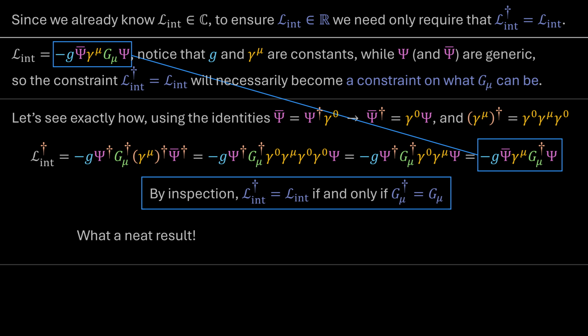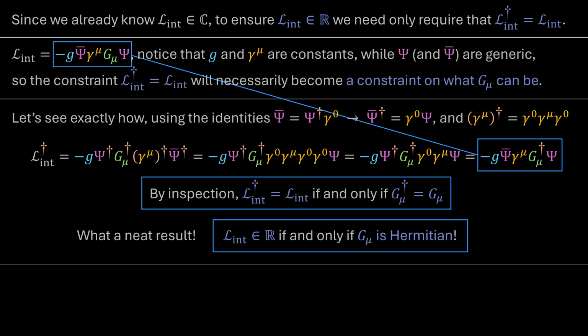Isn't that cool? But now let's phrase it in a more powerful way. Because remember, this thing about L dagger equals L, why does that matter? Well, because that's the definition of L as a real number. And what is G mu dagger equals G mu? Well, that's the definition of G mu as a Hermitian matrix. And so we come to a most profound conclusion, that our interaction term is going to be real valued if and only if G mu is a Hermitian matrix.